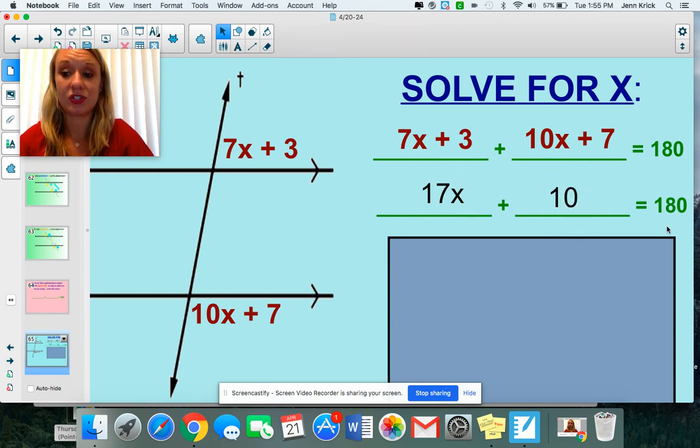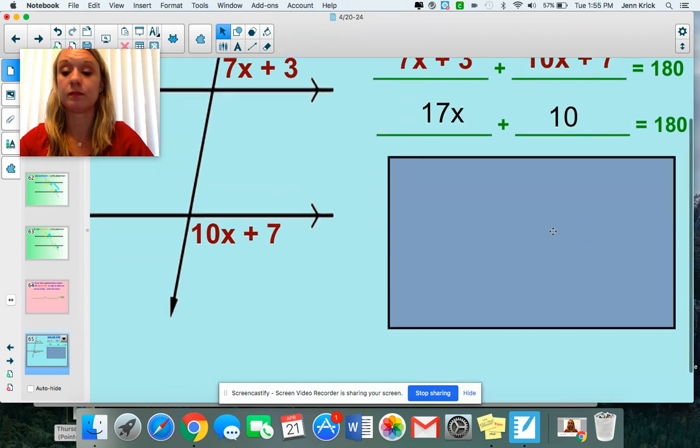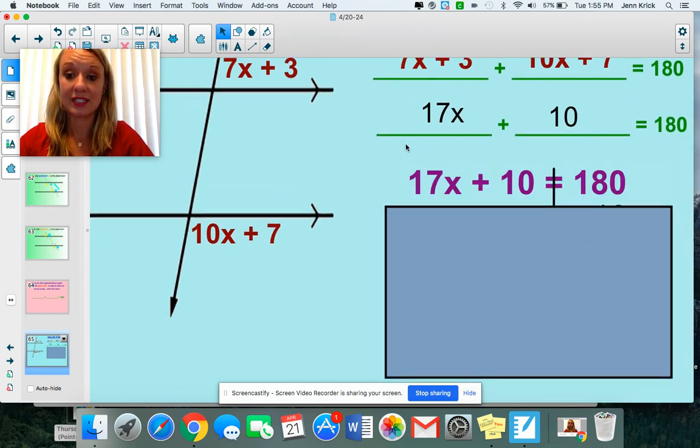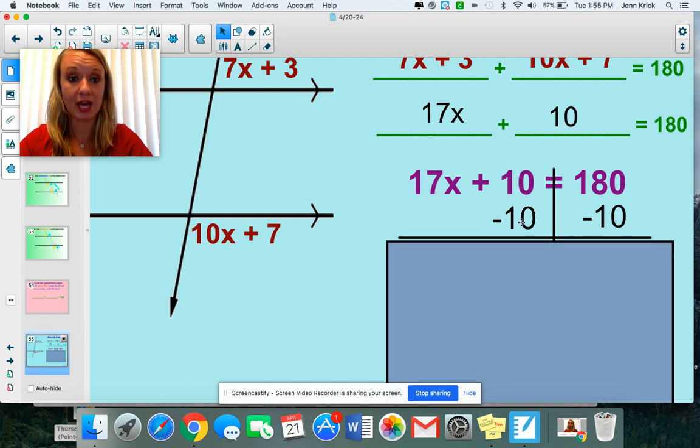Now, this is just an equation, and we've been solving equations since August. So we've got 17x plus 10 equals 180. When you see this plus 10, we need to do the inverse by subtracting 10 on both sides.